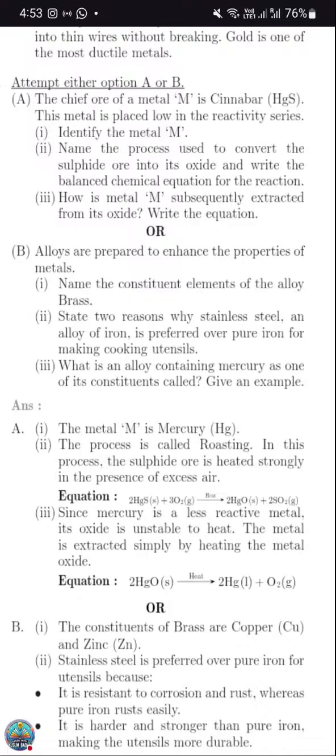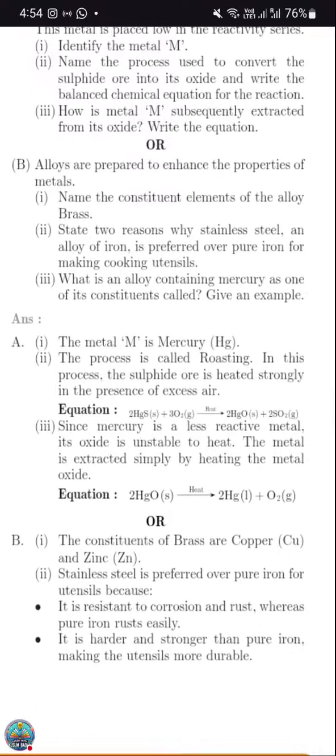Since mercury is a less reactive metal, its oxide is unstable to heat. The metal is extracted simply by heating the metal oxide. You wrote reducing; by simple heating, it will get reduced. So by simple heating, we can extract it. Now the next one. Next question.